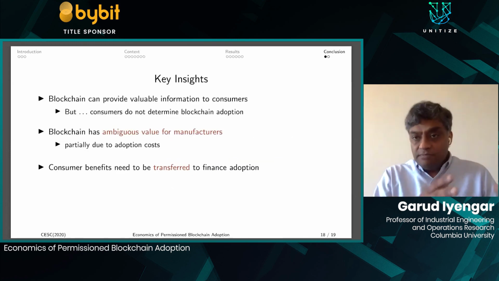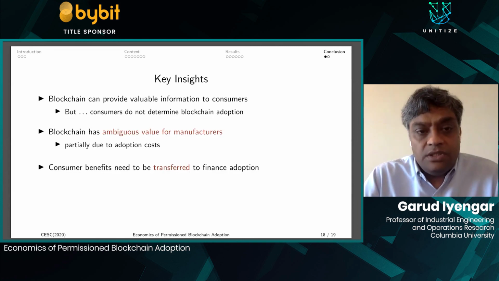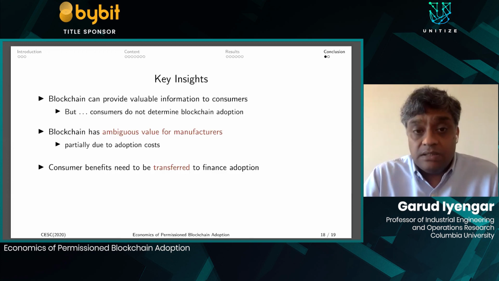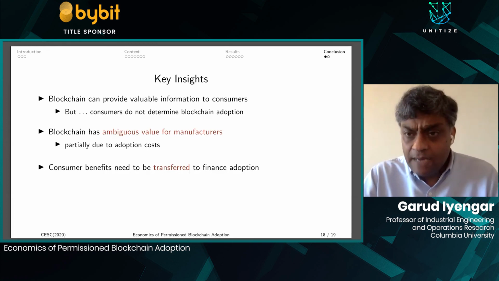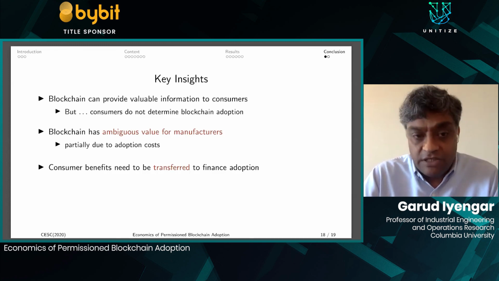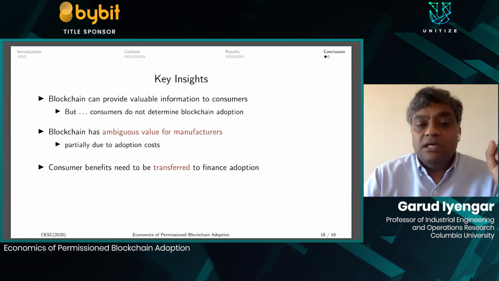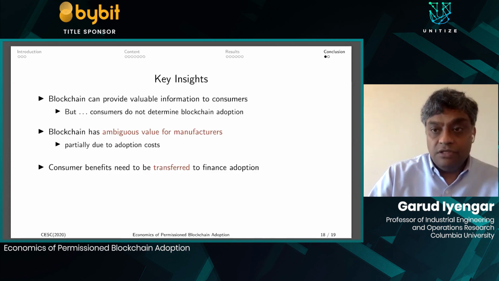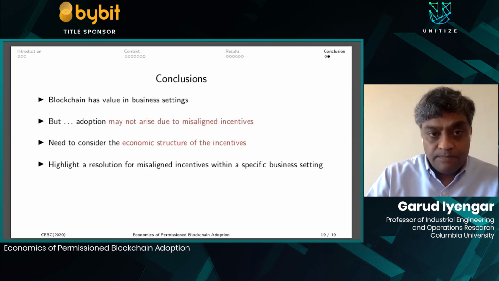The key insights from this particular supply chain example were that blockchains can provide valuable information to consumers, but consumers don't determine blockchain adoption. Blockchains have ambiguous value to manufacturers. And in most circumstances, one will have to define transfer mechanisms that can take consumer benefits and transfer them to the manufacturers that are incurring costs.